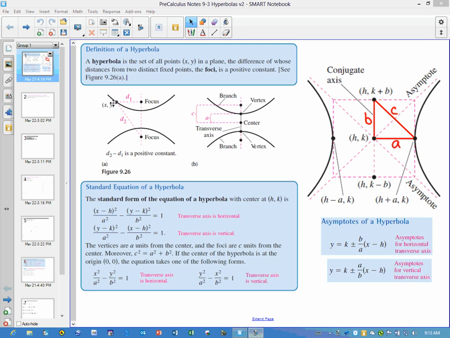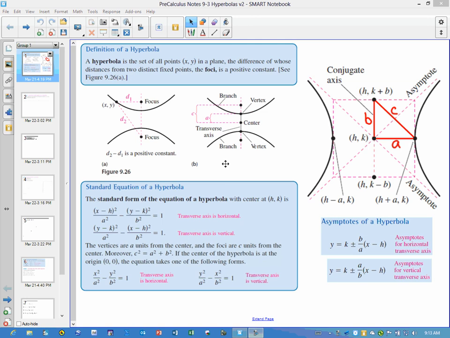So looking at our model here, and this is a vertical model, this point on the graph (x, y) has D1 going to one focus and D2 going to the other focus. The difference between those two is going to be the same for any point on that graph.